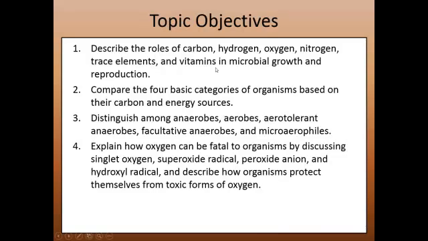So the learning objectives for this topic are: describe the roles of carbon, hydrogen, oxygen, nitrogen, trace elements, and vitamins in microbial growth and reproduction. Compare the four basic categories of organisms based on their carbon and energy sources. Distinguish among anaerobes, aerobes, aerotolerant anaerobes, facultative anaerobes, and microaerophiles. Explain how oxygen can be fatal to organisms by discussing singlet oxygen, superoxide radicals, peroxide ion, hydroxyl radical, and describe how organisms protect themselves from toxic forms of oxygen.